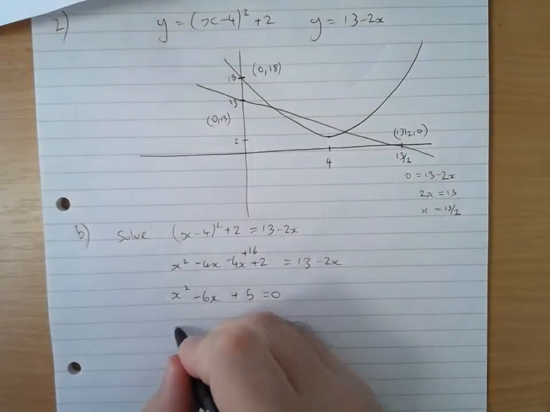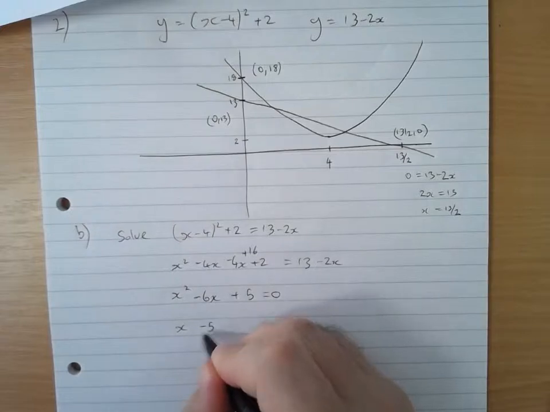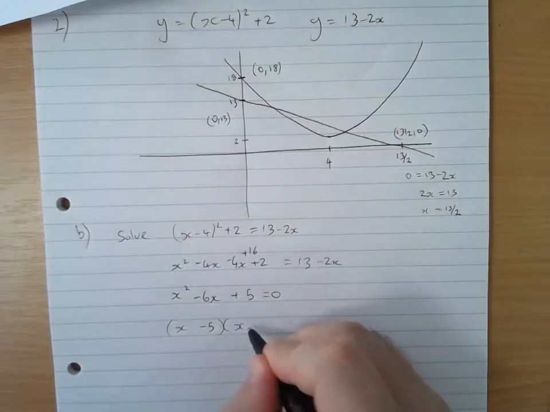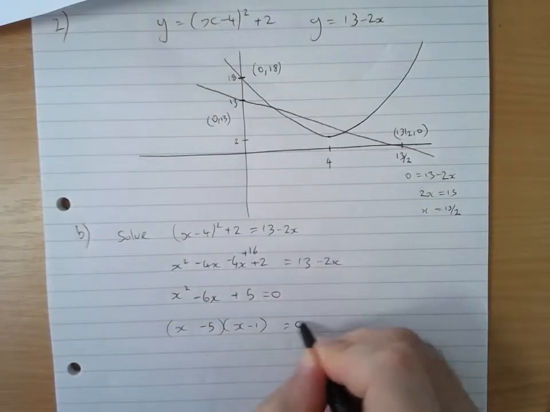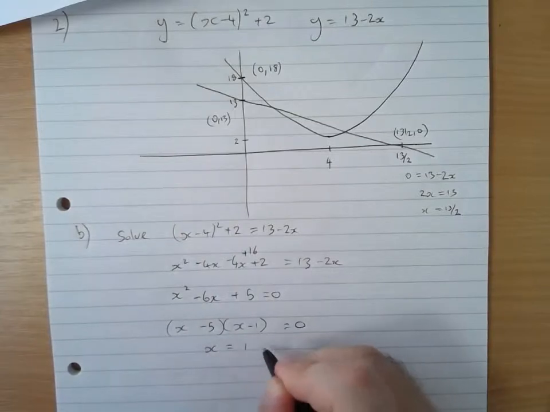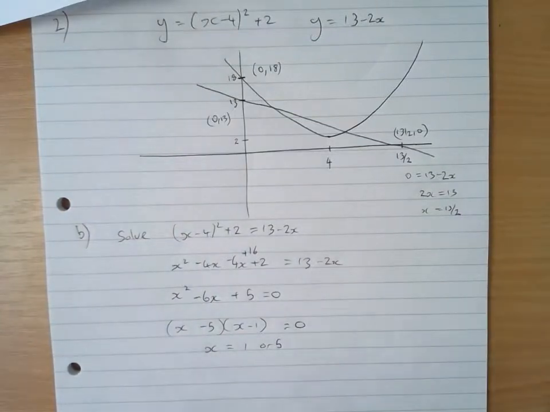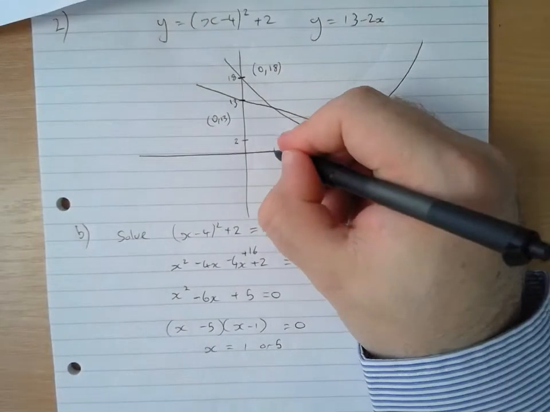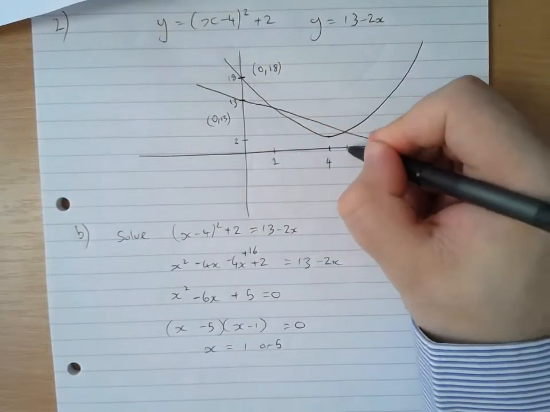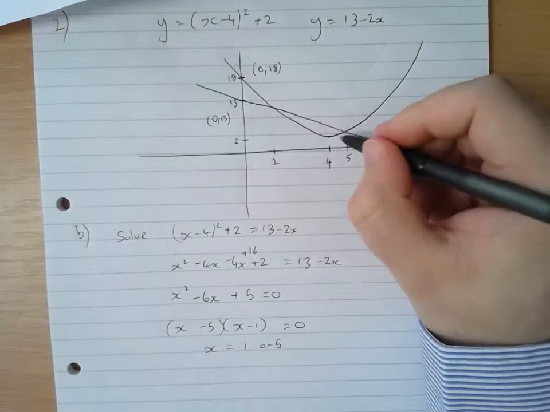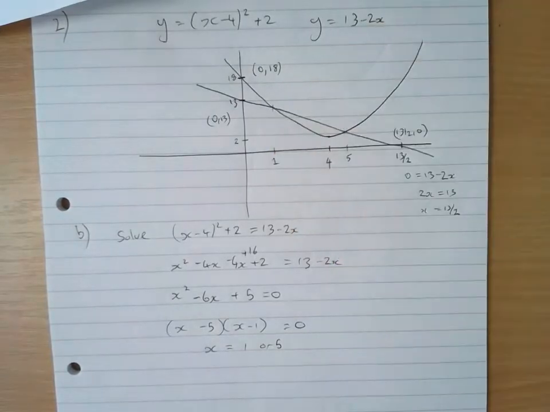So now we've got x minus 5. If we factorise this, x minus 1 equals 0. X equals 1 or 5. As I said before, we don't actually in this case have to find them, but here is 1, here is 5. It's this point and this point. We could if we wanted to find the y values, but we're not asked to do so.